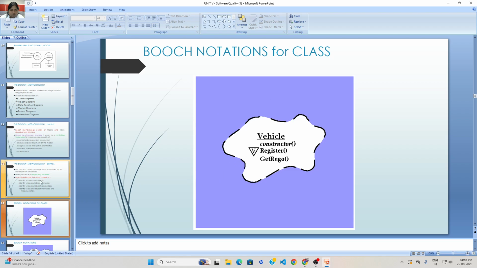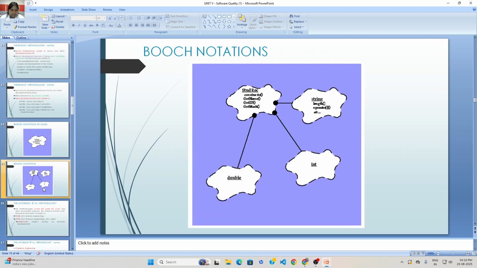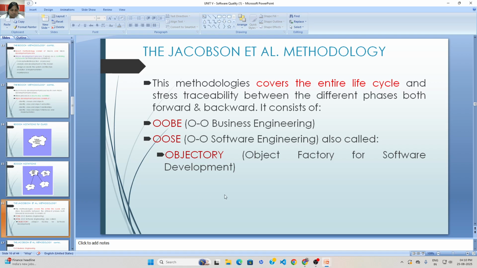And these are the notations of Booch notations for the classes. Next one is Jacobson methodology, which was developed by Ivar Jacobson et al. It is used to cover the entire life cycle, and it is used to trace the traceability between the different phases, both forward and backward.